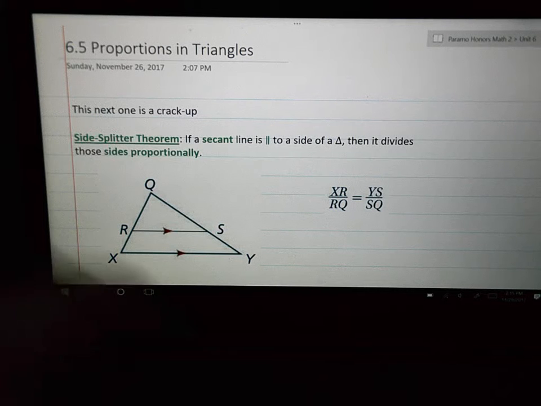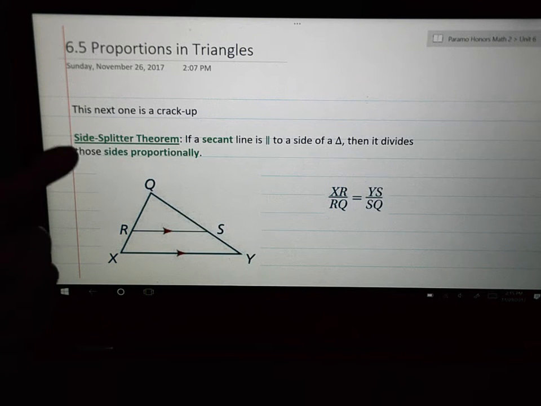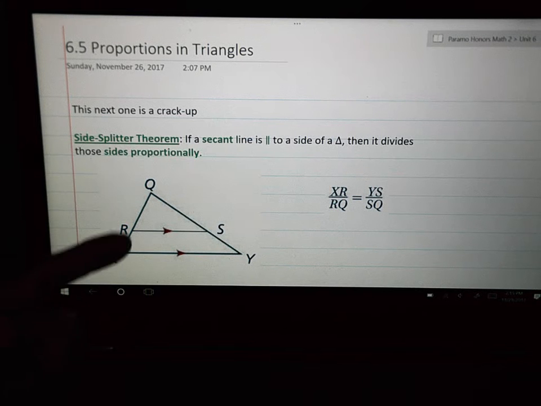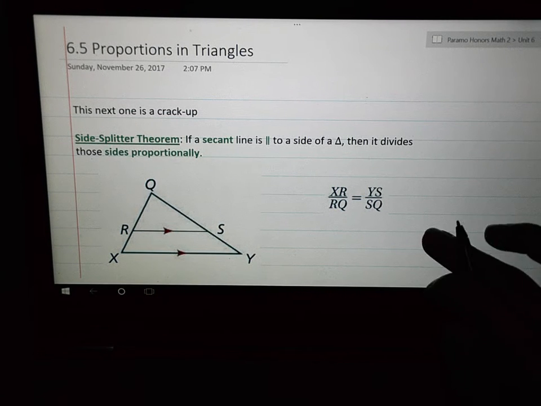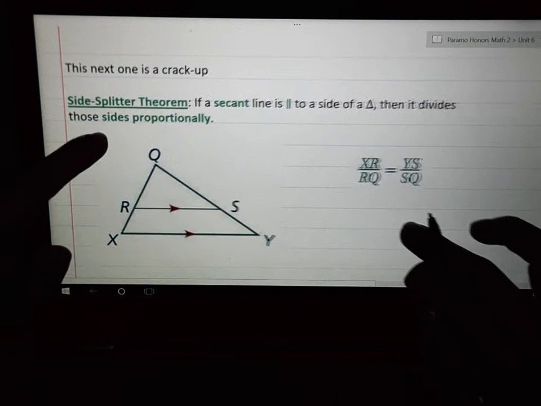Now that you're coming back, this one is a crack up. I had to write that. I really did. Why? Because it's called the side splitter theorem. It's the side splitter theorem. Okay, I went a little far. I guarantee you guys are probably thinking Mr. Prom was crazy. Maybe I am.